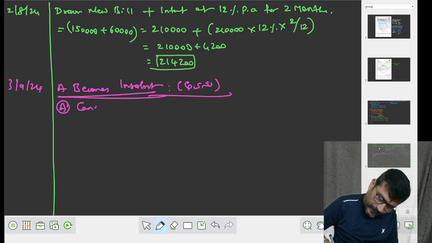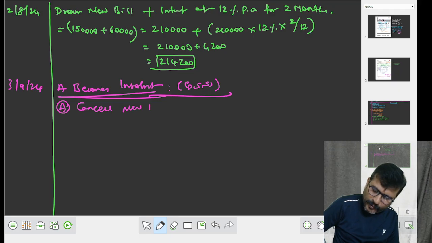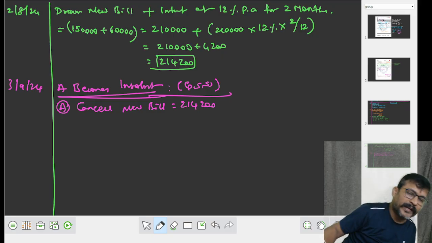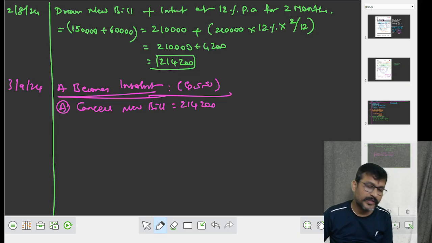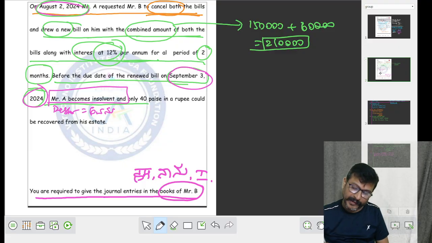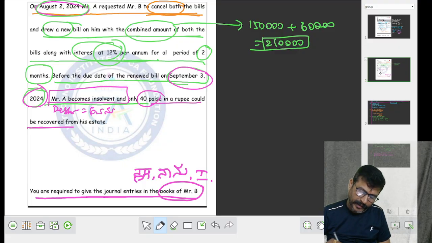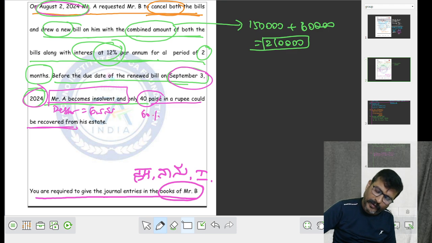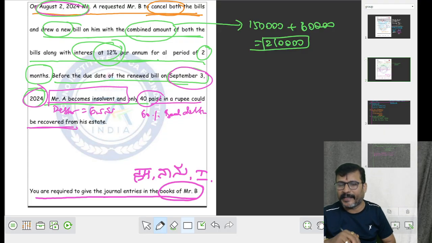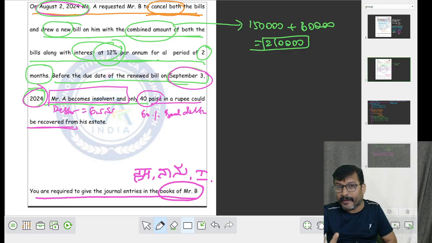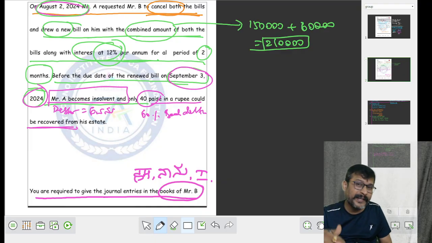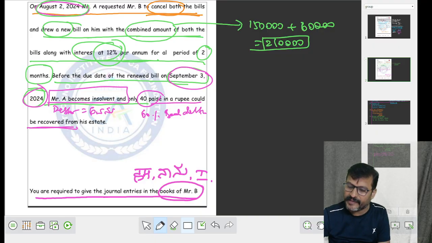A point. Cancel new bill. वो न्यू बिल कितना है? 2,14,200 है. 2,14,200 कैंसल हुआ. बाद में क्या करते हैं? 40 पैसे in a rupee could be recovered. Then 60% क्या हुआ? Bad debts. Sometimes if we say like this, 40% could not be recovered, 40% could not be recovered बोले तो 40% bad debts. Remaining 60% recovered. Here 40% recovered बोले.